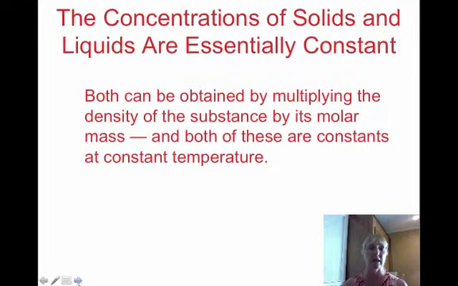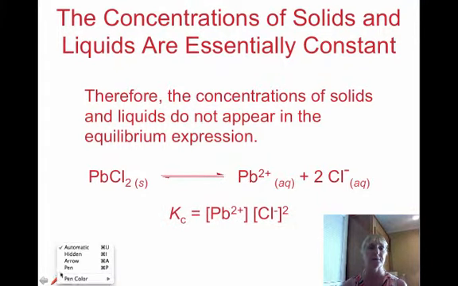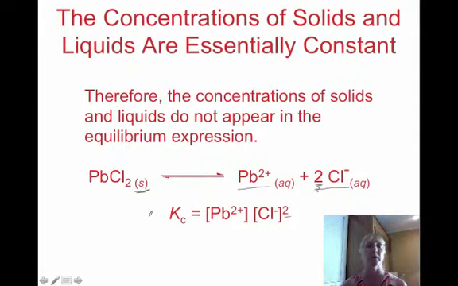And so what it does for us, and this is the part we like so much, is that if I see an expression like this that's got a solid in it, notice I've got solid right here. When I write the equilibrium expression, I have this lead ion. I've got some chloride ions squared because they have a 2 in the coefficient. But yay, I don't have to worry about the solid lead chloride. We'll see this in another chapter. These are sparingly soluble salts.